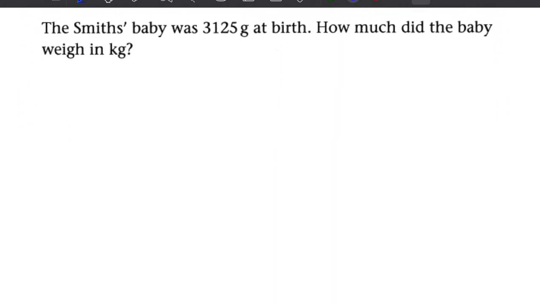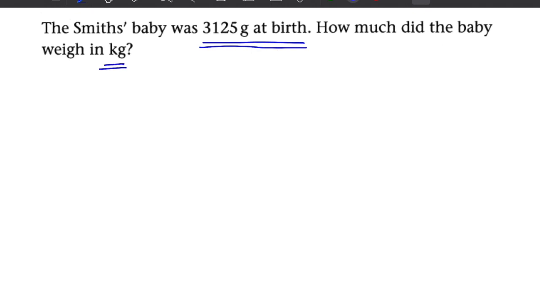I'll leave it on the screen for a few seconds. Okay, so the Smith's baby was 3,125 grams at birth. How much did the baby weigh in kilograms? Now, if this is strange to you, I know in Canada we use imperial units, like pounds and ounces, to measure babies' weights, and even adult human weight. In Europe and many other countries around the world, in Asia, they use the metric system to measure weight and mass. So they use kilograms and grams.